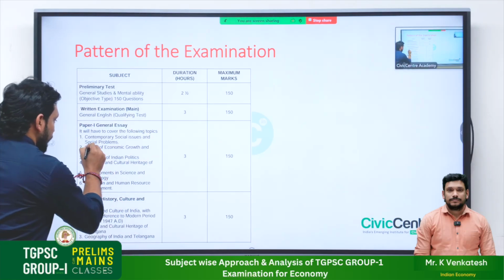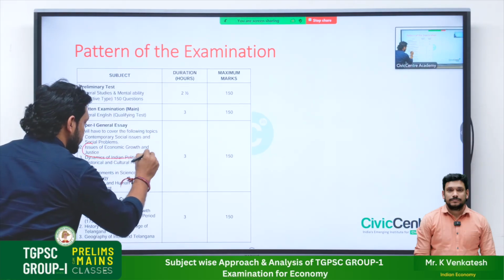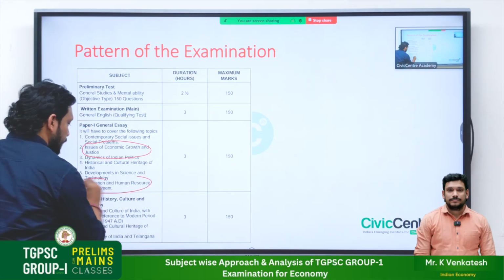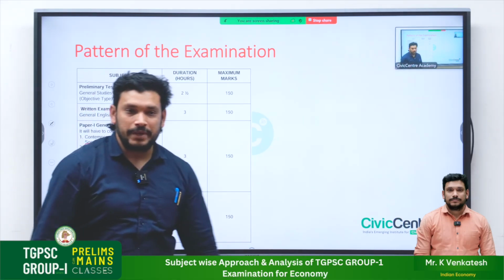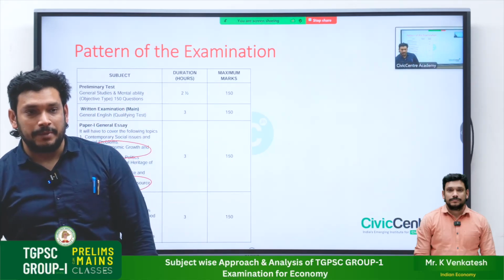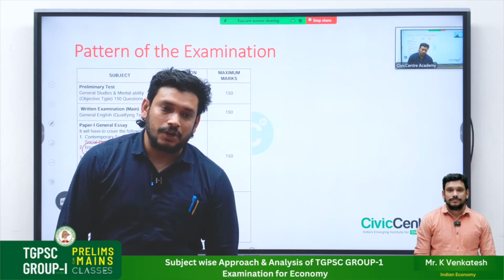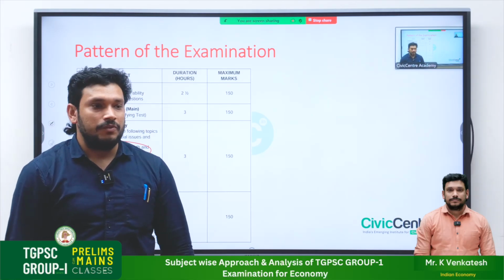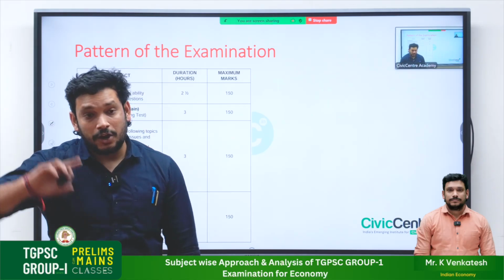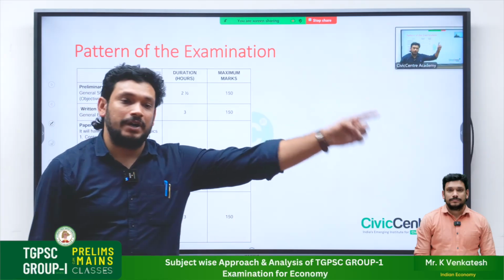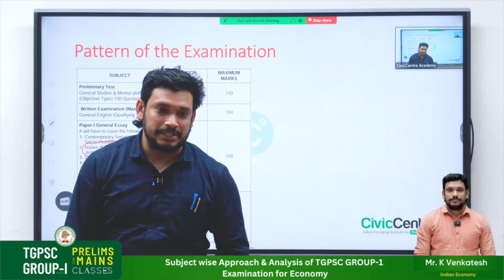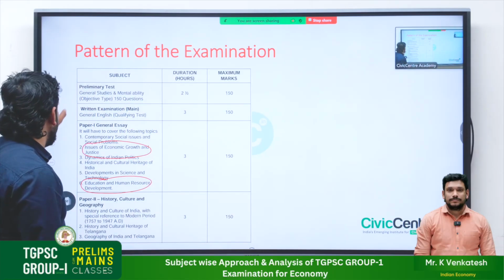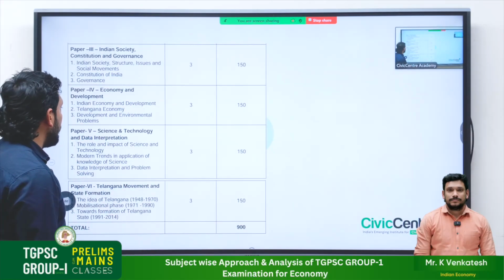issues of economic growth and justice, education and human resource development. These are the two economic topics on which the general essay can be asked, right? So if you can write these two topics, then 150 to 200, along with 150, you will have 250 marks in your hand in the mains examination if you prepare economy well. Then our economy is paper 4.